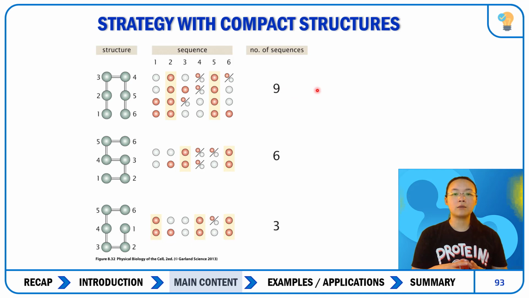So when we take a look at this, it seems like the pie shape here is going to be the best compact structure we can use to model proteins, because there are 9 possible protein-like sequences that can be created for it. So when we go forward to computational models, we would most likely try and choose a model from here because it's the most probable and the most likely, and the one with the most number of protein-like sequences.